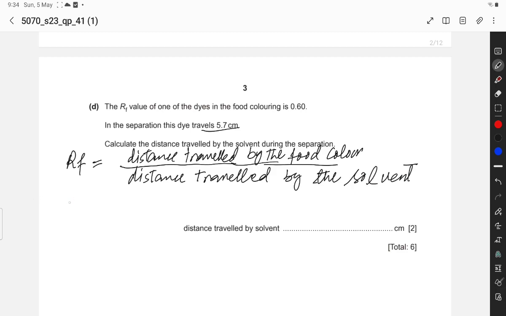So we have Rf is 0.60 and the distance traveled by the food color is 5.7, and the solvent distance is x. So x is equal to 9.5 cm. So this is 9.5 cm.